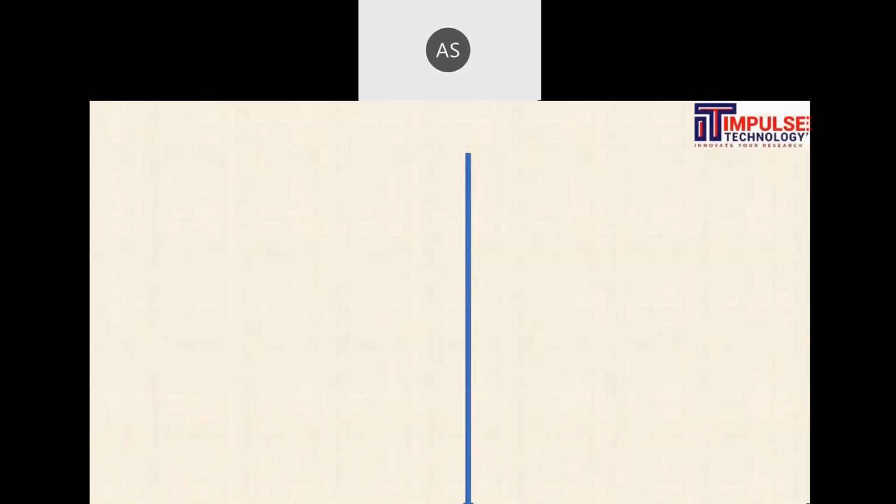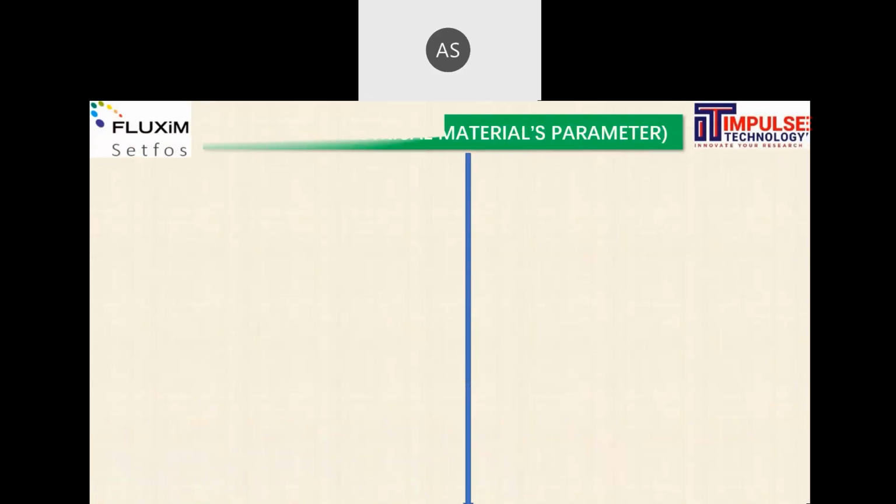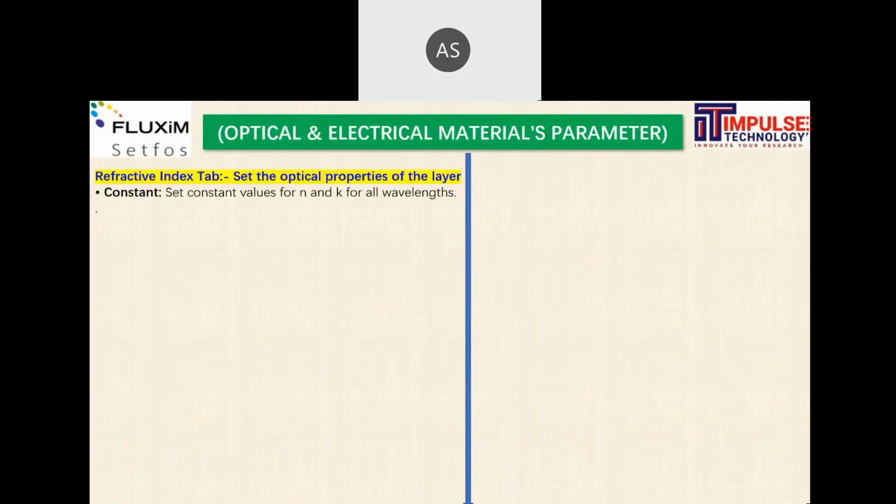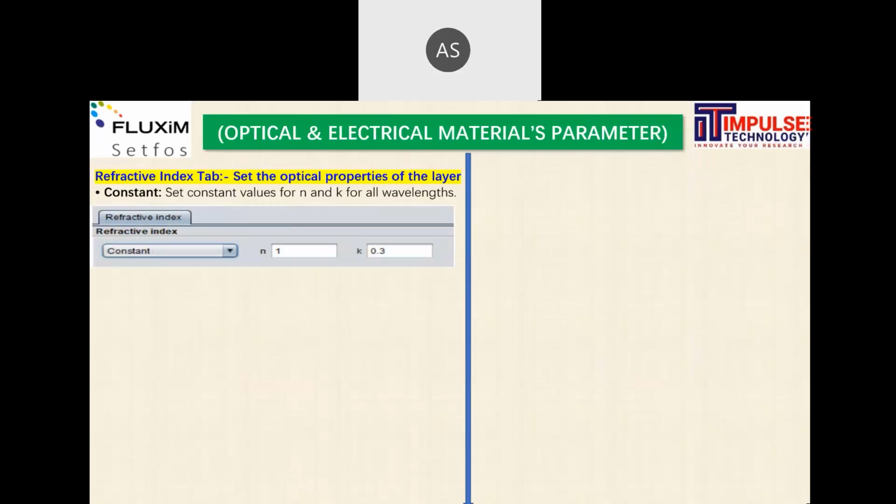Now, when you make any solar cell device, you should have the materials parameters. You should know the refractive index NK value, the real and imaginary part of your materials. So you can set the optical property of your layer. You can set a constant NK value for a single wavelength. This is NK data where you can simply put in the user interface the value of N and K for a constant value.